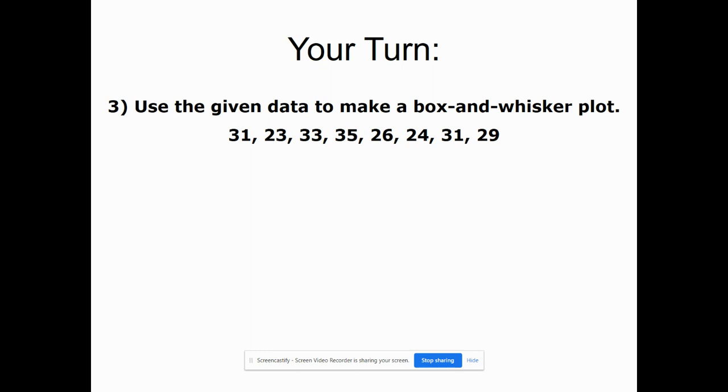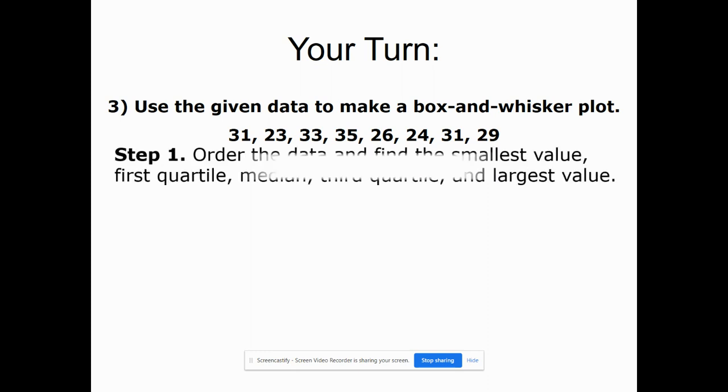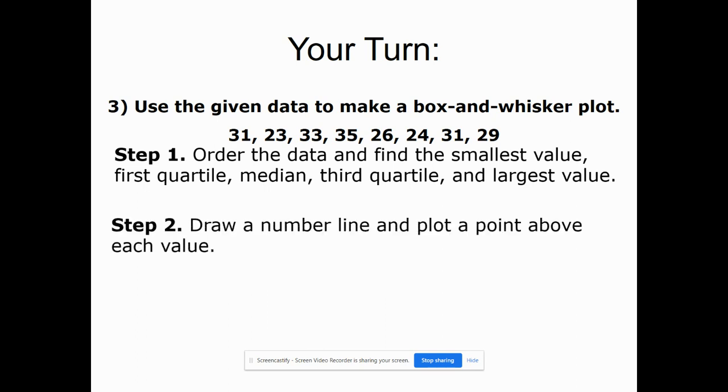So now it's your turn. Remember the steps. 1, order the data and find your 5-point summary. Step 2, draw a number line and plot your 5-point summary above the number line. And step 3, the fun step, draw your box and whiskers. So go ahead and pause the video and give it a shot. Okay, let's see how you did.